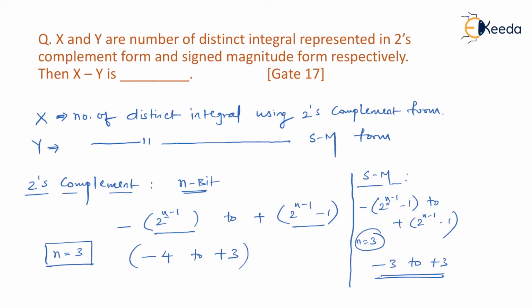Just substitute the n value equal to 3 here and get the range, right? So it is going from minus 3 to 3 for sign magnitude form and minus 4 to positive 3 for 2's complement form. So again, I'll come back to this question. So as we know, for n equal to 4, for 2's complement, we have the range from minus 8 to plus 7. Am I right?